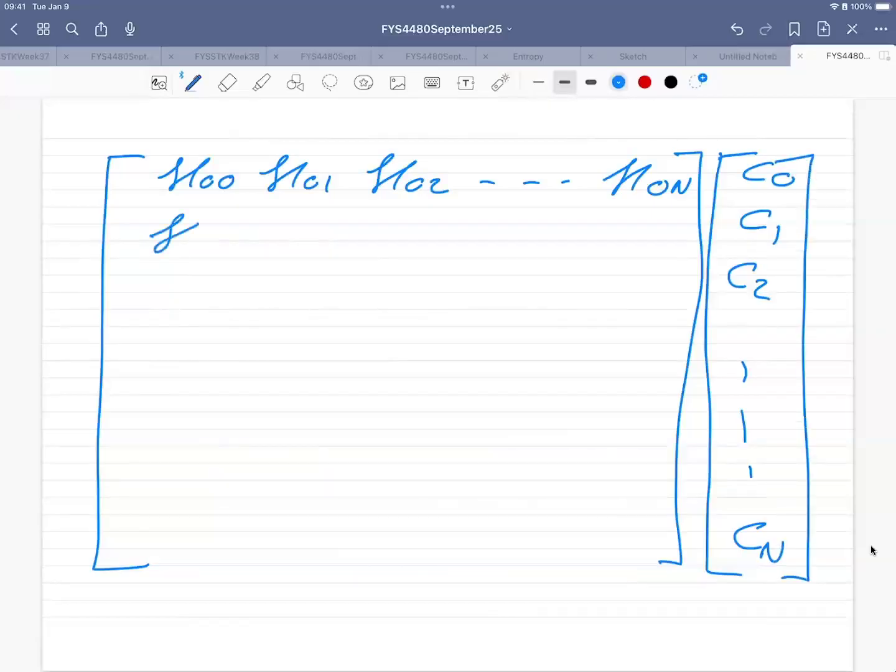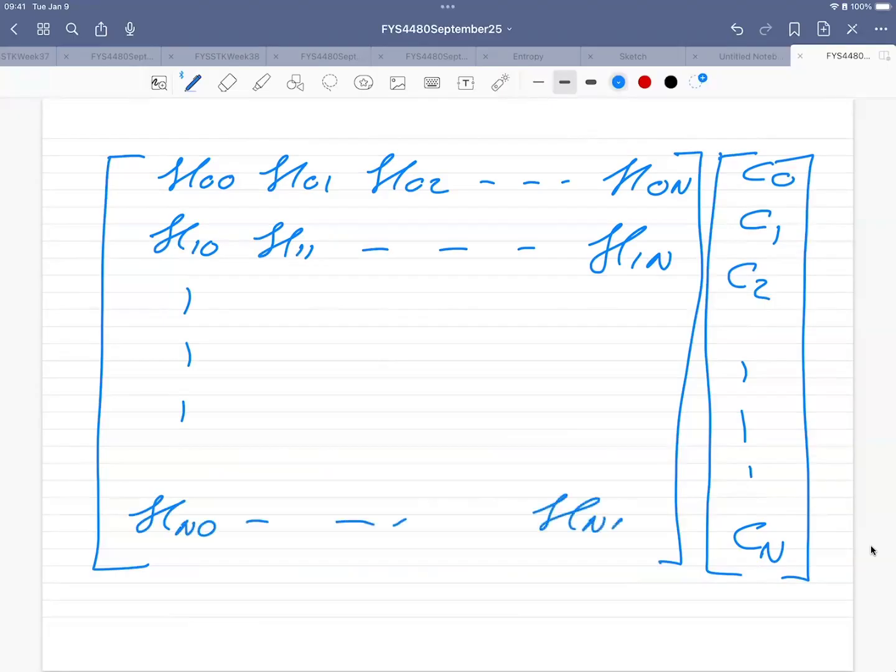And obviously I have H10, H11, this goes all the way up to H1n. And finally I have H of n0. This goes all the way up to H of nn, like that. And each one of these Hij are actually given by one of the blocks which we have.